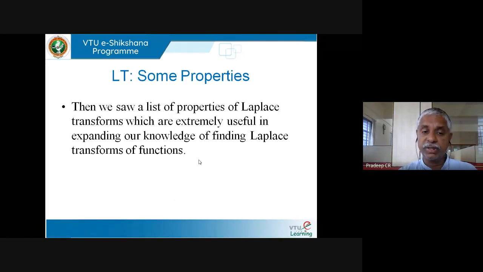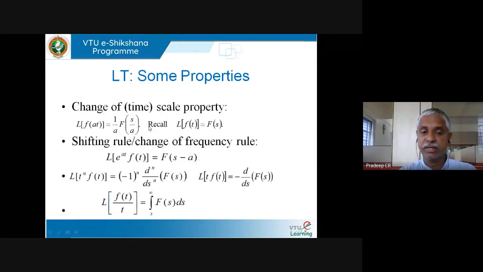So what were those properties? These were the four properties. First, change of time scale, the change of scale property. Obvious name, because it just says we are changing the time scale. If L of f of t is F of s, now in this formula you get to know what is L of f of a t. That means t is multiplied by a. So that's how you change the time. Then what happens to the Laplace is it is 1 by a times capital F of s by a.